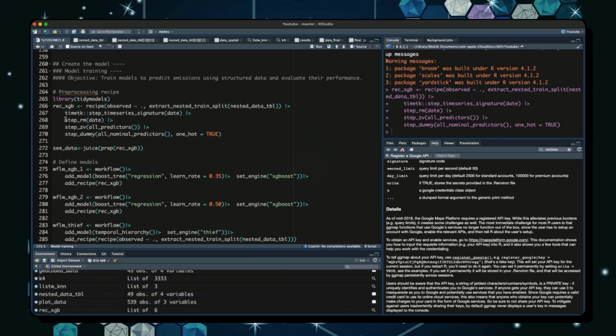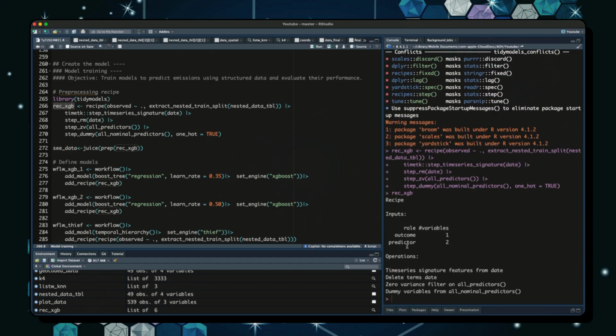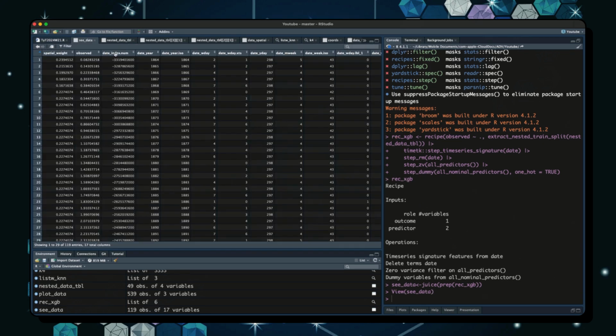So if we run this recipe, that gives us a protocol in which every step that we add is listed here. But just for our training purposes, let's look at the data that will really be going in the model.